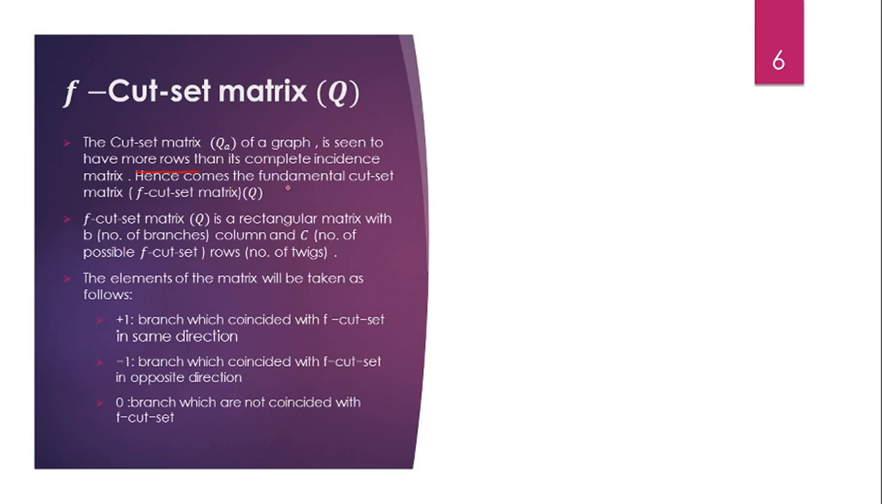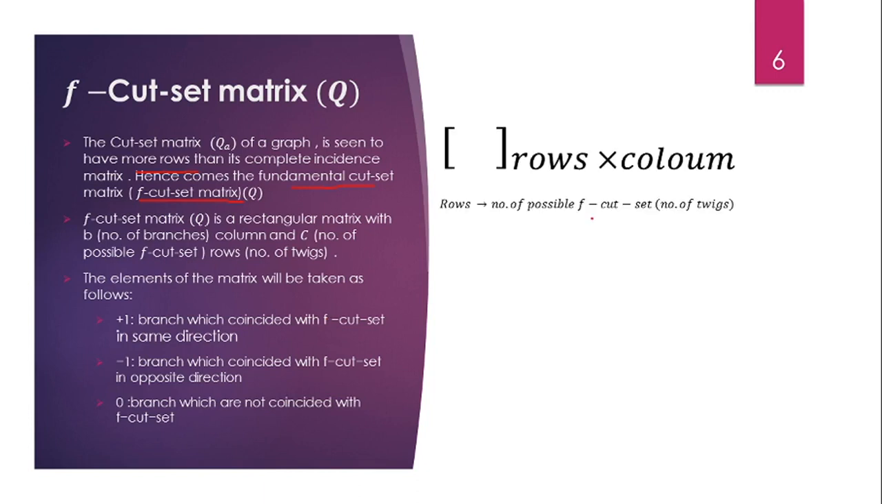Hence comes the fundamental cut set matrix. That's why we are going with the fundamental cut set matrix. The fundamental cut set matrix is a rectangular matrix with the number of branches as columns and the number of rows as the number of possible F cut sets, and the F cut sets are equal to the number of twigs.